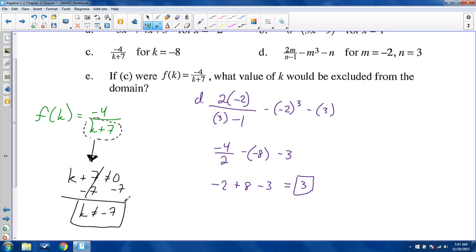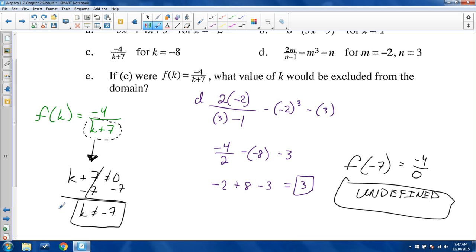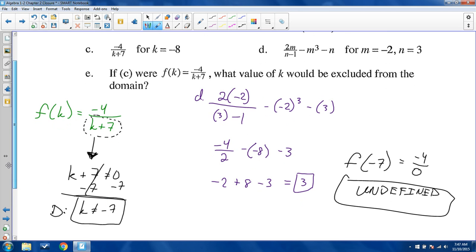If we substituted negative 7 in for k in this equation, if we took f of negative 7, we would be getting negative 4 over 0, which is undefined. So that is a restriction on my domain. So you would probably write it like this, domain, k cannot equal negative 7. What that means is k can equal anything else. But if it equals negative 7, it goes kaput. All right, that's the restriction on the domain for that.